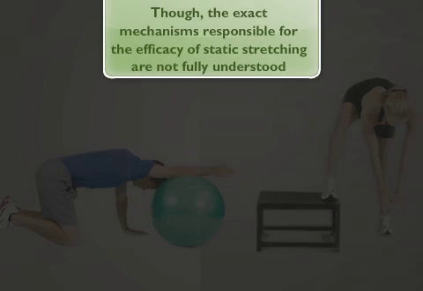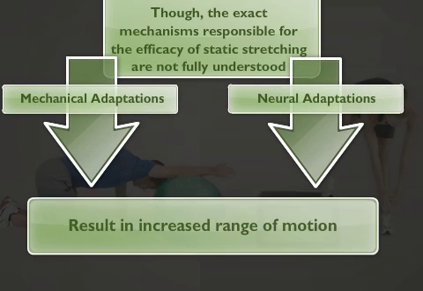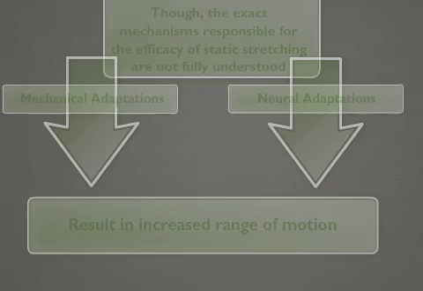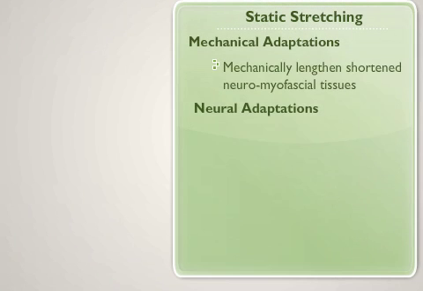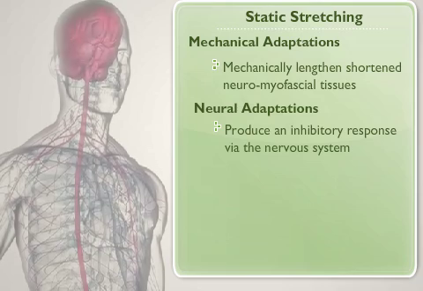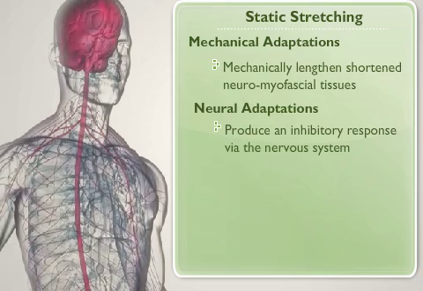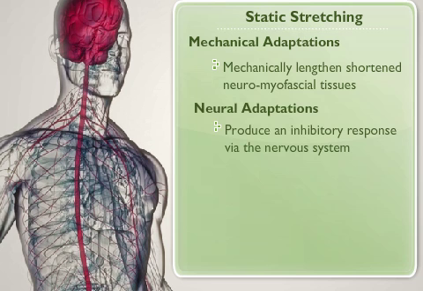Though the exact mechanisms responsible for the efficacy of static stretching are not fully understood, it is believed that static stretching may produce both mechanical and neural adaptations that result in increased range of motion. In other words, not only will a static stretch mechanically lengthen shortened neuromyofascial tissues, but it may also produce an inhibitory response via the nervous system to decrease excitability, thus allowing the tissue to relax and increase range of motion.